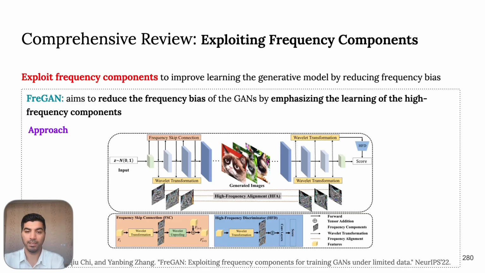And what they do, they extract the features of G and the corresponding features from D, and then they pass them to wavelet transformation to get the frequency information of these features, and then they try to align these features. And the final component is frequency skip connection.